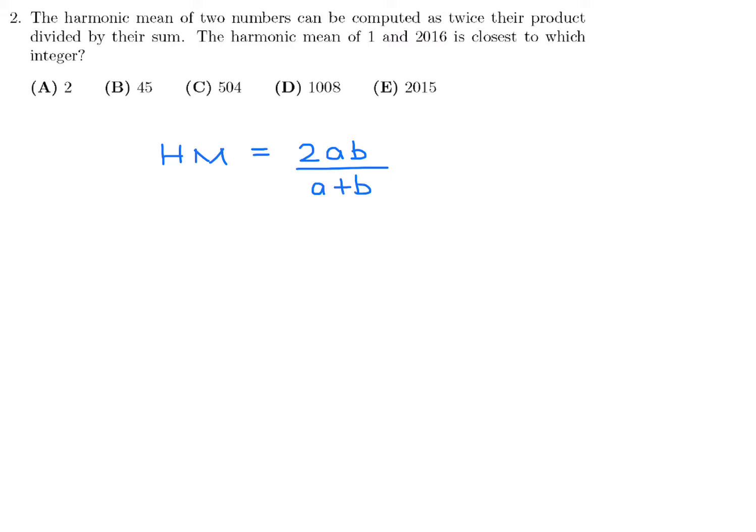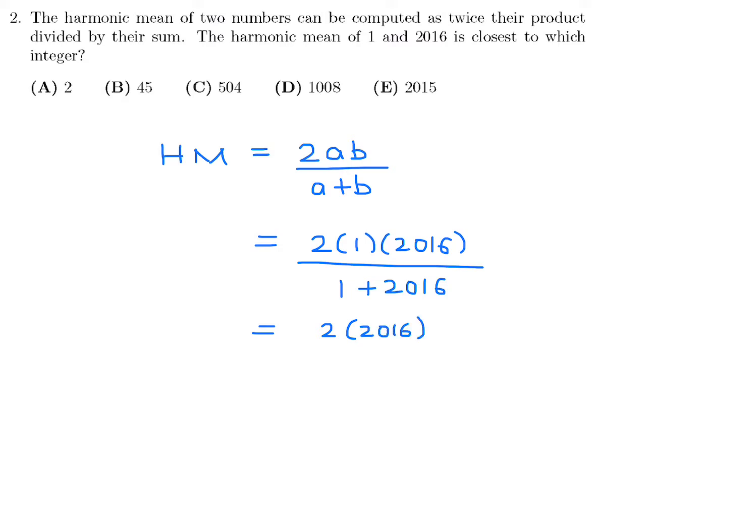So in our case, our numbers are 1 and 2016, so it would be 2 times 1 times 2016 divided by 1 plus 2016. Well, since we're approximating, this is really just 2 times 2016 approximately over 2016, since the 1 doesn't really add much to the denominator, and this is approximately, well, this is exactly 2, but it's an approximation, of course, to this guy right here. So number 2, the answer is 2, which is choice A.